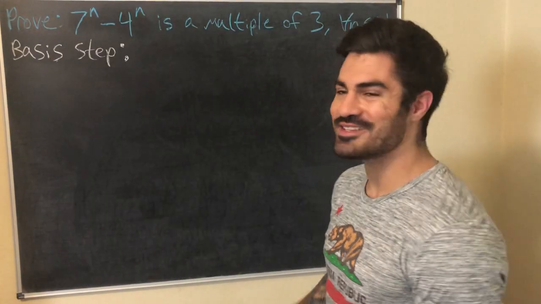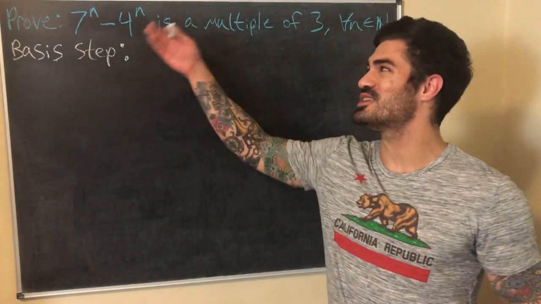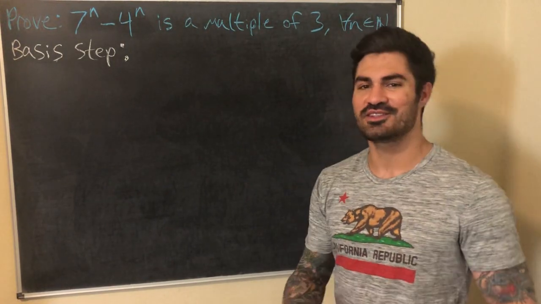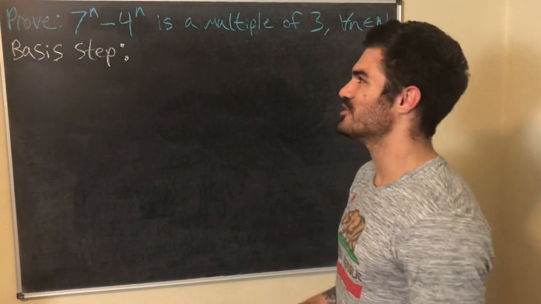All right, so here's the last example for this video. We're going to prove that 7 to the n minus 4 to the n is a multiple of 3 for each n in the set of natural numbers. So I think this is a fun one to finish off with.